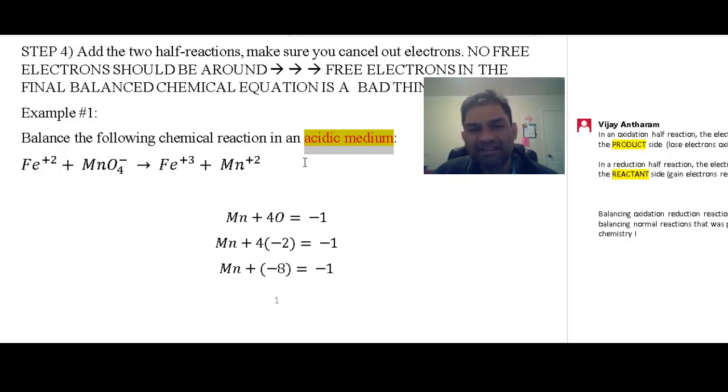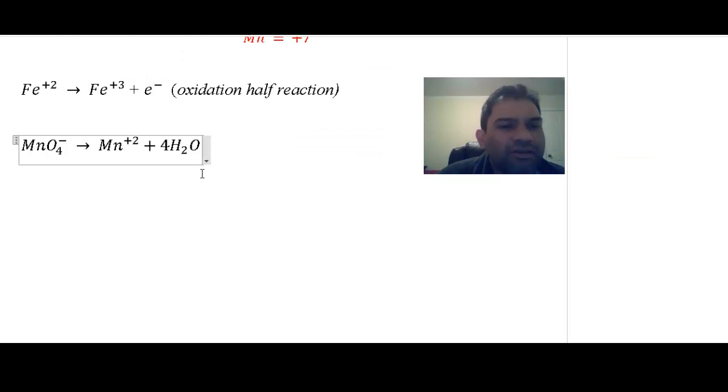Now, if this was a basic medium, if the problem asks you for a basic medium, you would balance it with OH minus, because basic means there's a lot of OH minus there. This specific problem is asking for balancing in acidic medium, so we will balance the oxygens and anything else with water and hydrogen ions. So we have 4 water molecules here. So the 4 oxygens balance out with the 4 oxygens here. Now I need protons. I got 8 hydrogens here. I'll balance the hydrogens with 8 H plus.